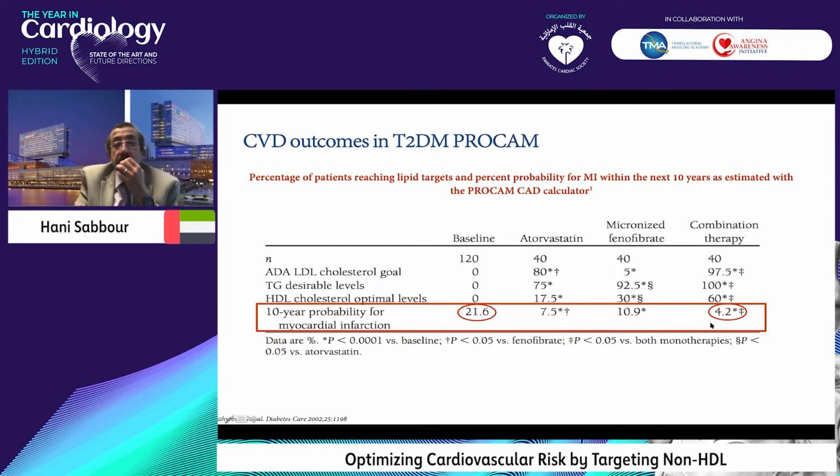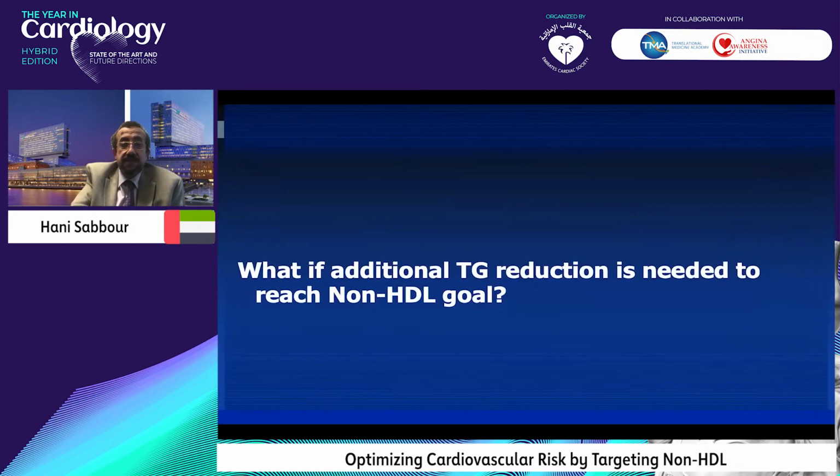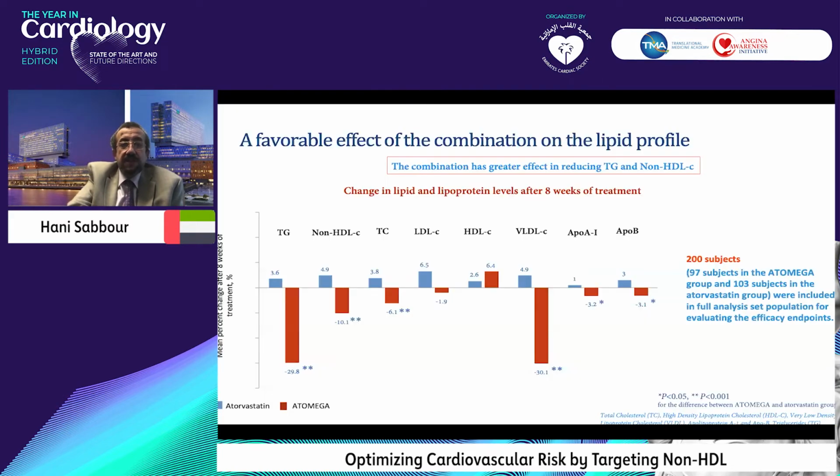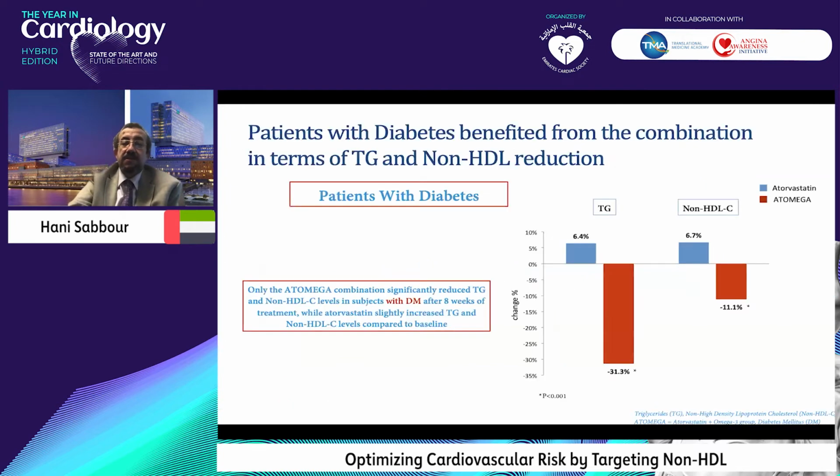I think this is very important to realize in those patients with the specific phenotype with a high triglyceride, low HDL, or elevated non-HDL-C, achieving the LDL and the triple target is extremely important in terms of risk. Now, what if you need additional triglyceride reduction to reach your non-HDL goal? I think the combination of reducing triglyceride and non-HDL-C is very potent using the atorvastatin with the fenofibrate.